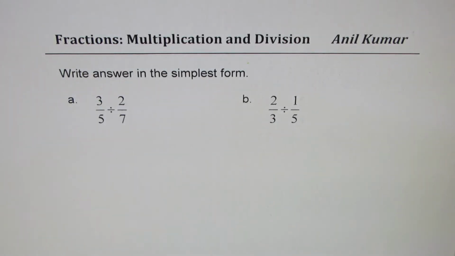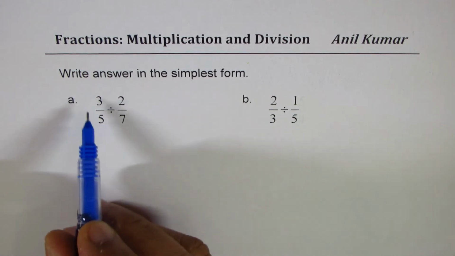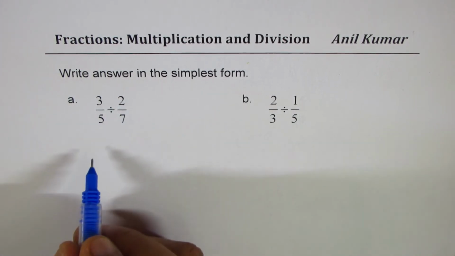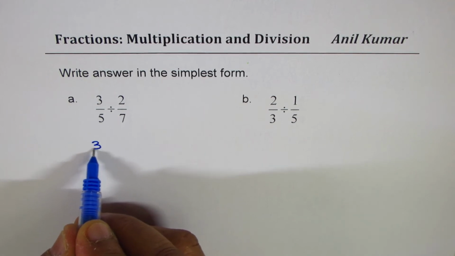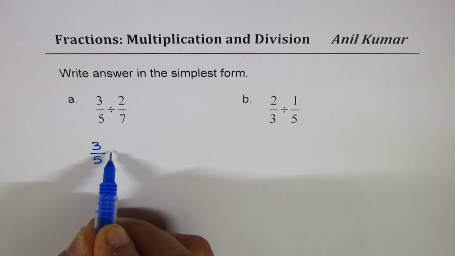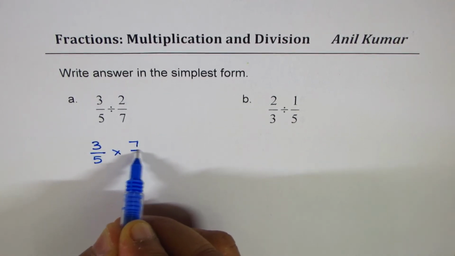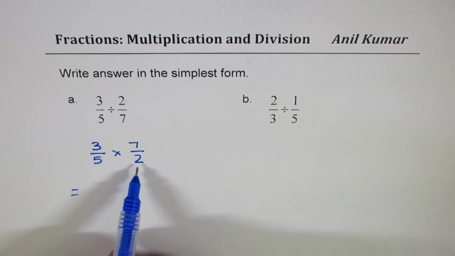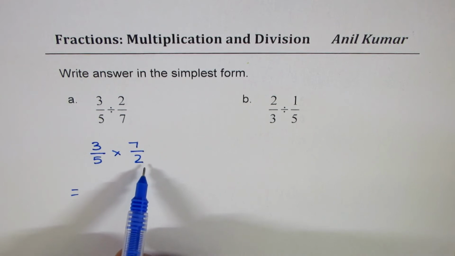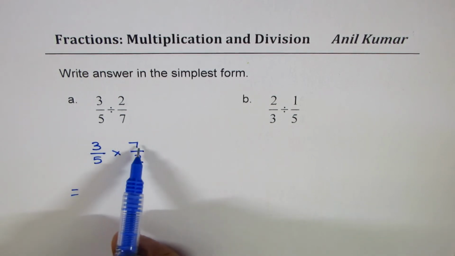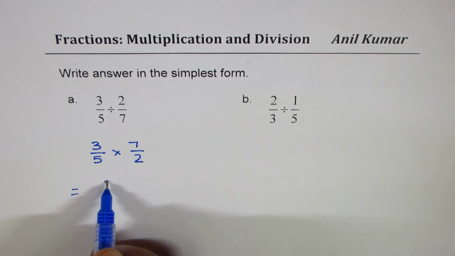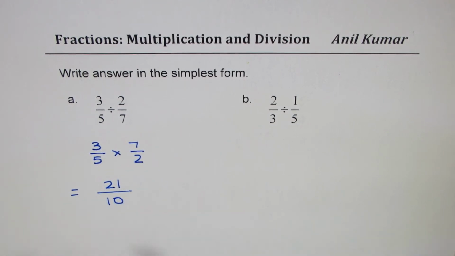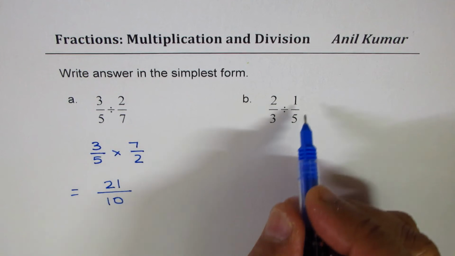So we'll take up the first two. 3 over 5 divided by 2 over 7. First step, write it as multiplication, right? So we should write this as 3 over 5 times 7 over 2. And now, can we simplify it? All are prime numbers, it cannot be. So we just multiply. 3 times 7 is 21 and 5 times 2 is 10. That becomes the answer. Let's do the next one.